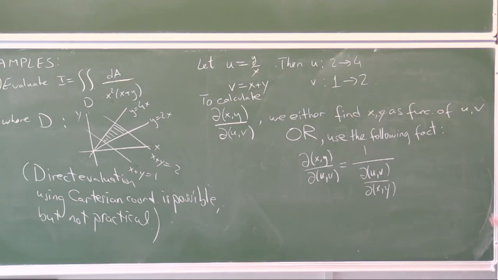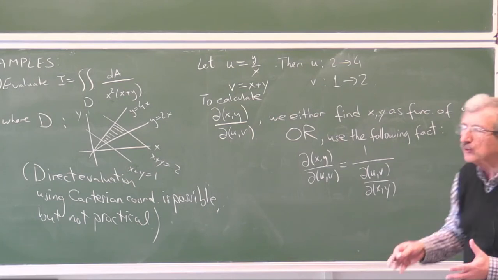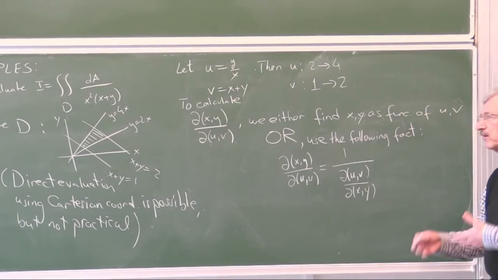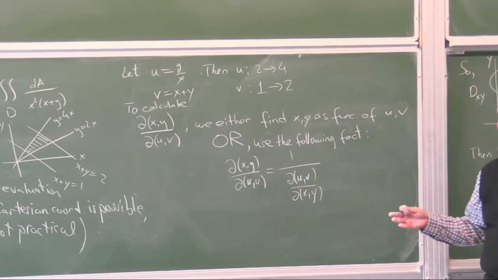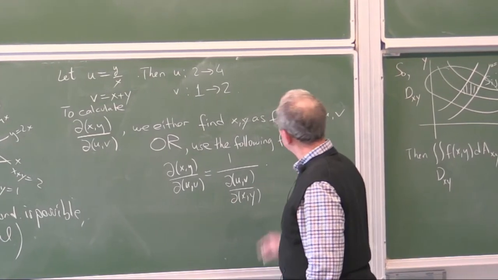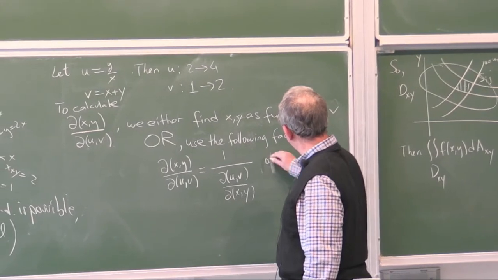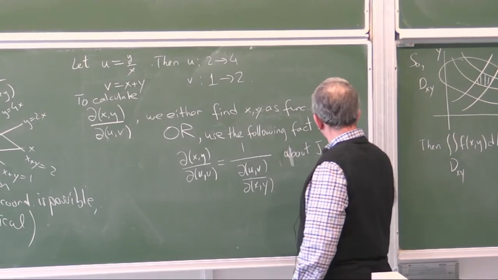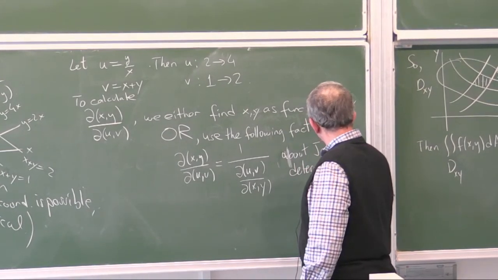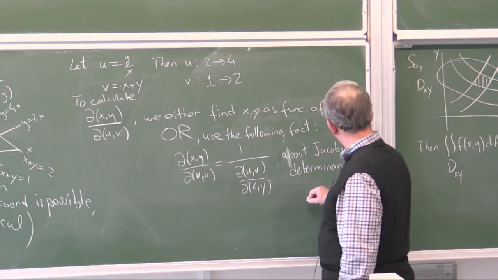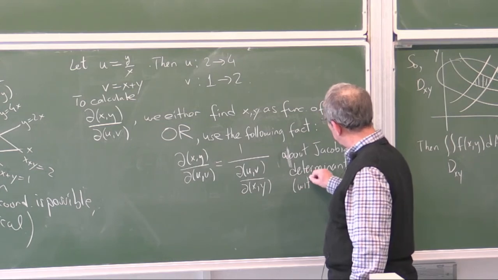Well, we will not prove it. It can be proven using the chain rule, though. It's not that difficult. But you need a lot of extra conditions, namely all these functions must be nice, and so on. This is a fact about Jacobian determinants. It's very practical, so we will use it, without proof.